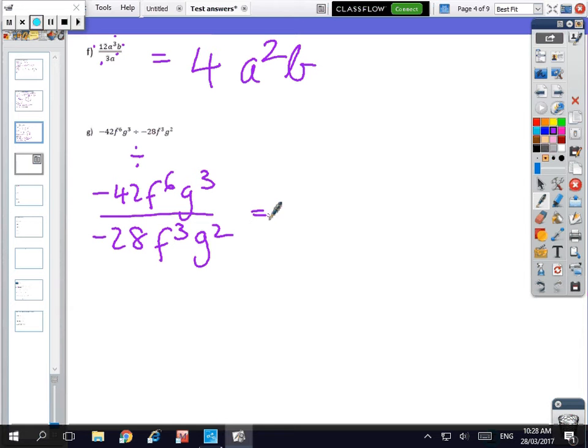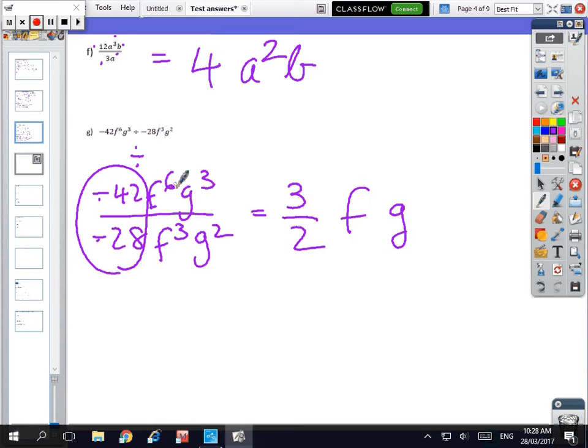Okay, and then look at those numbers first. Use your calculator. 14 goes into both numbers, but you can use your calculator to get 3 over 2. The negatives cancel out. We've got f's and g's in the question. So 6 minus 3 is 3. 3 minus 2 is 1. So the answer could be written as that. Okay, and moving on.